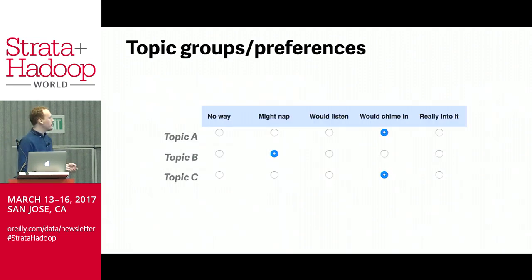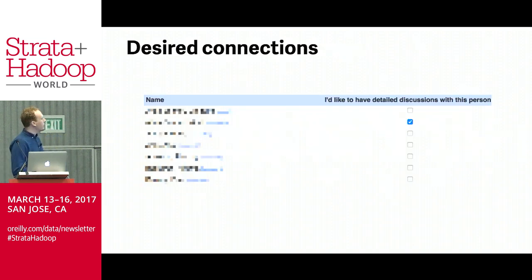So we included that in the survey. On a scale of no way to really into it, they could indicate which topics they were interested in. We add that to the optimization on top of everything we were doing before, and it's just an additional factor that gets taken into account when we make these groups. Another thing we added to the survey was the ability to indicate desired connections. So you see somebody else at the conference, you're like, oh, I really want to talk to that guy. You can click that on the survey, and we'll take that into account when putting the groups together.